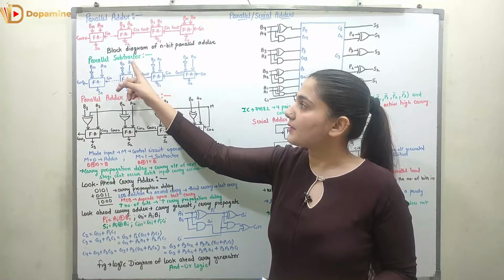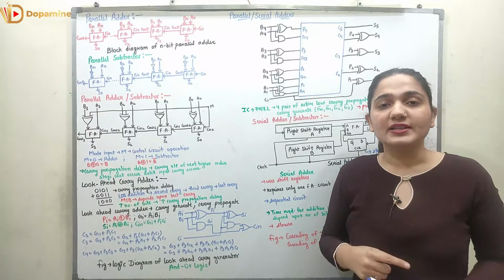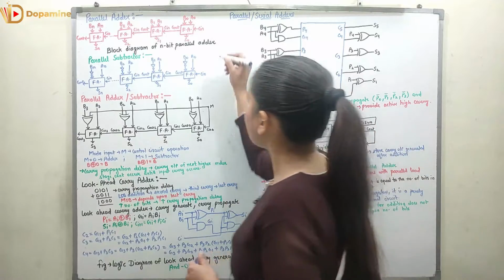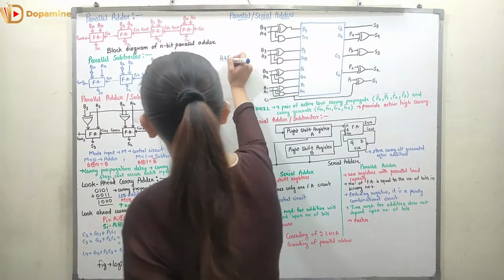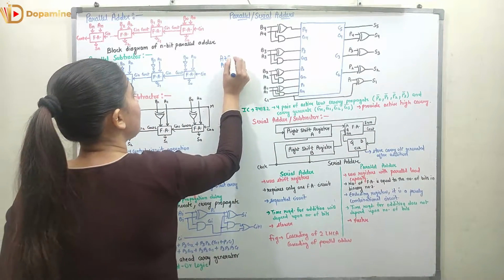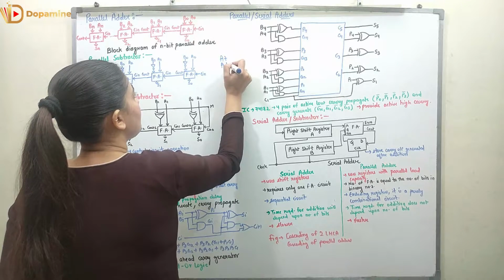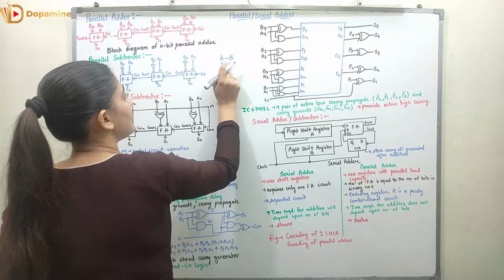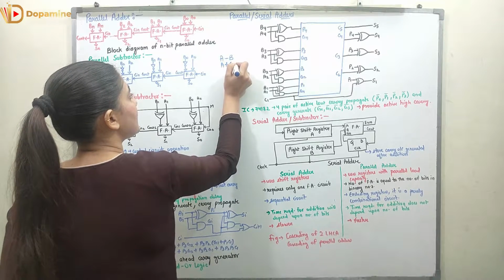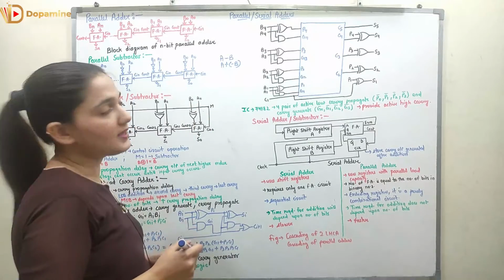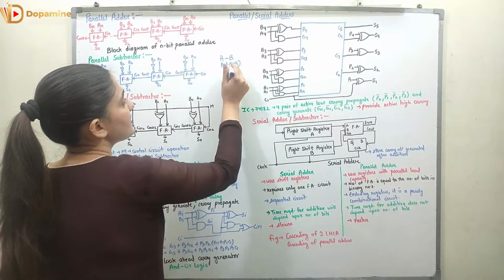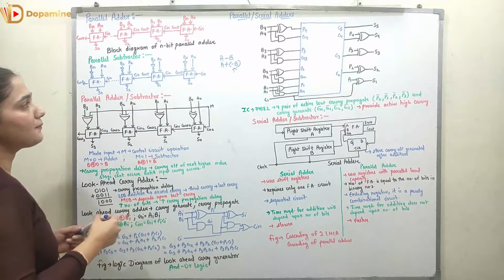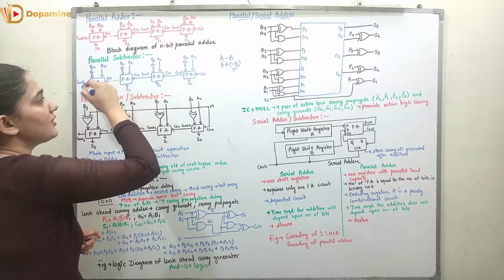Coming to the parallel subtractor. Now the parallel subtractor is based upon the concept that if I want to have A plus B, it is equal to addition of A plus addition of B, and if I want to have A minus B, A minus B will be represented as A plus of minus B, right? So this minus B is actually the 2's complement of B, and for that what we have done, we have used inverters over here.